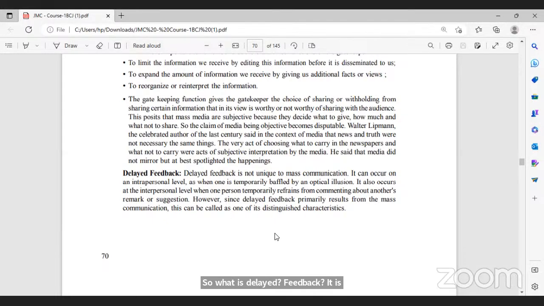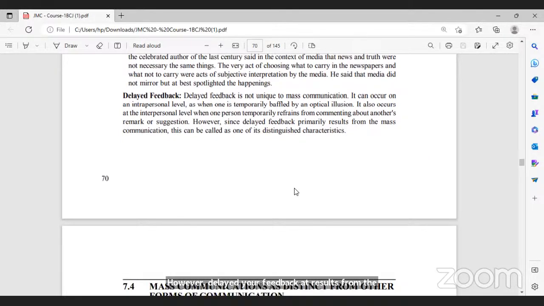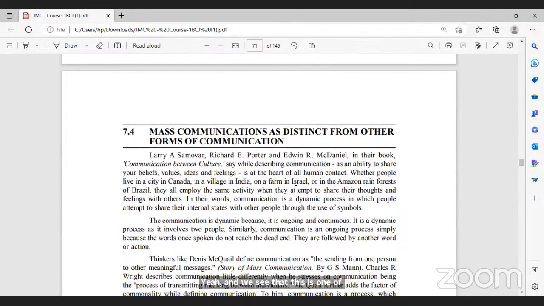It is not unique to mass communication, but we see that it can occur on an interpersonal level as well, when one is temporarily baffled by an optical illusion. It also occurs at the interpersonal level when one person temporarily refrains from commenting about another's remark or suggestion. However, delayed feedback results from the communication. We see that this is one of the distinguishing characteristics. So that is about the characteristics and features of mass communication.